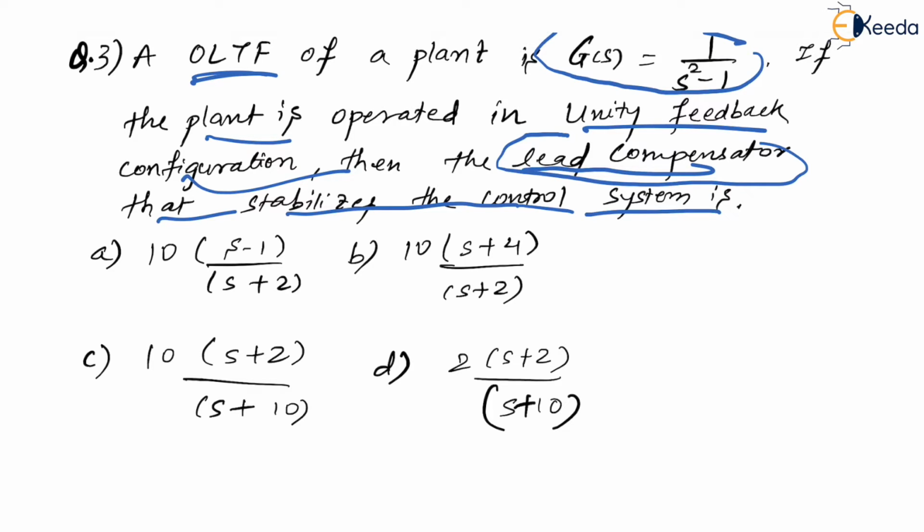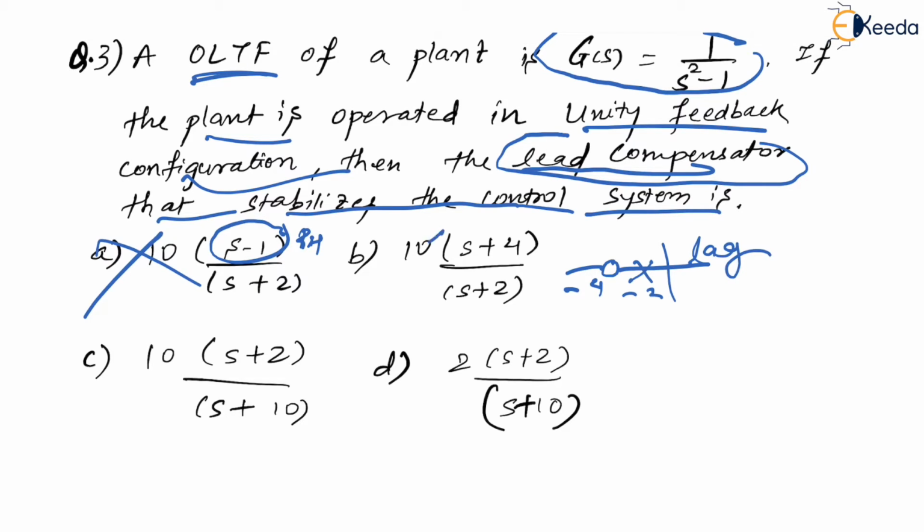Now, if you check what is there with A and B, what is happening in A? Is it a lead compensator? No, because this zero is in the right half, which means definitely A is not the answer. Now, what about B? If you see this, this 2 is the pole and this is the zero, so −4, −2 and −2, which means it is lag. So B is also not the answer, because they are asking us for the lead compensator.